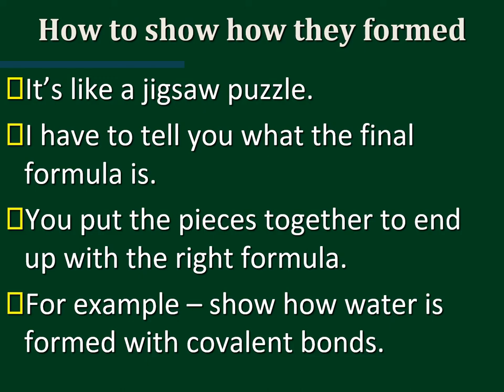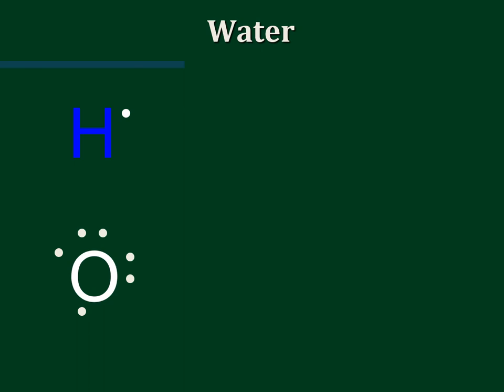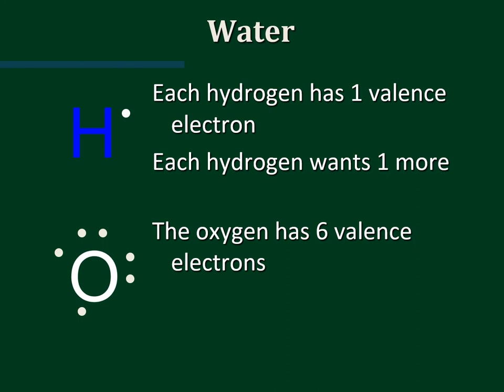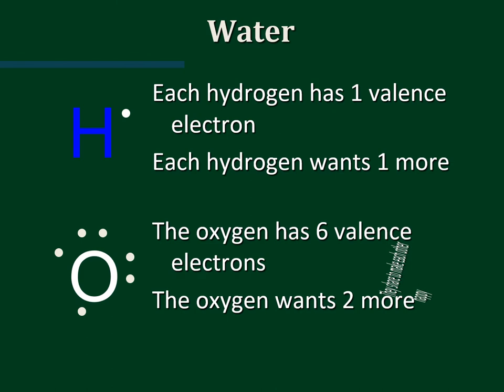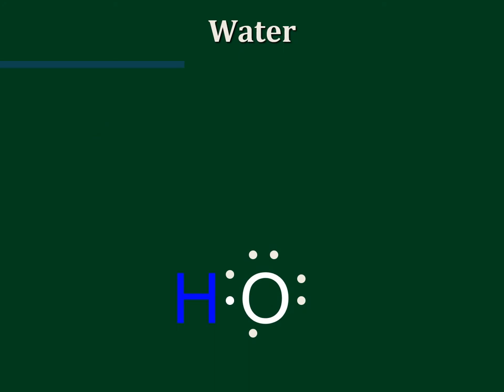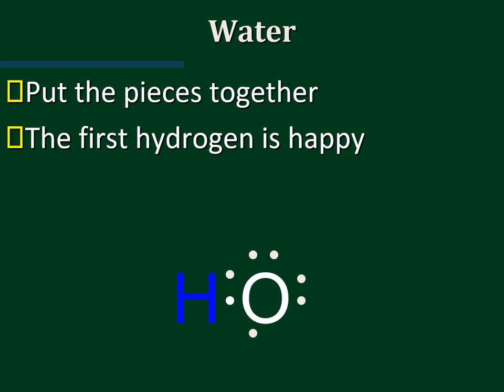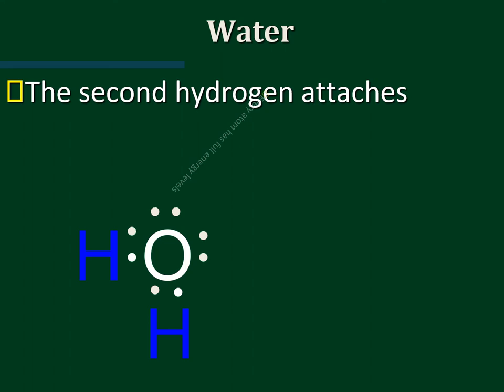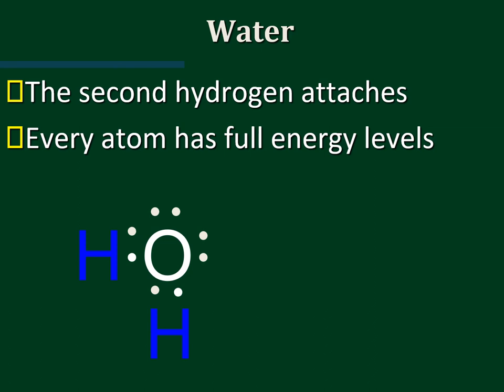For example, let's show how water is formed with covalent bonds. Hydrogen has one electron, while oxygen has 6 valence electrons. Each hydrogen wants one more, and the oxygen wants 2 more. So they share their electrons to make each happy. They put the pieces together. The first hydrogen is happy, but the oxygen still wants one more, so the second hydrogen attaches. Every atom now has a full energy level, so they have 8 valence electrons.